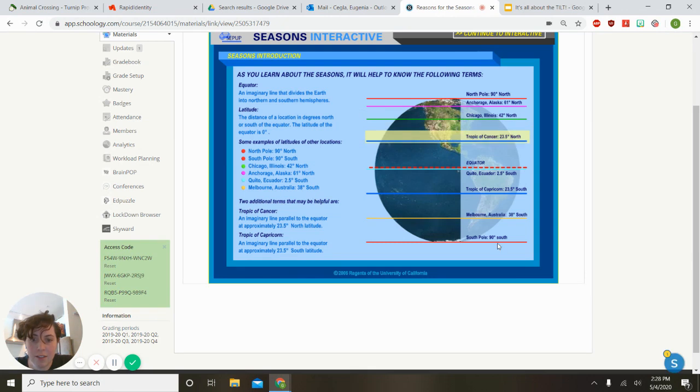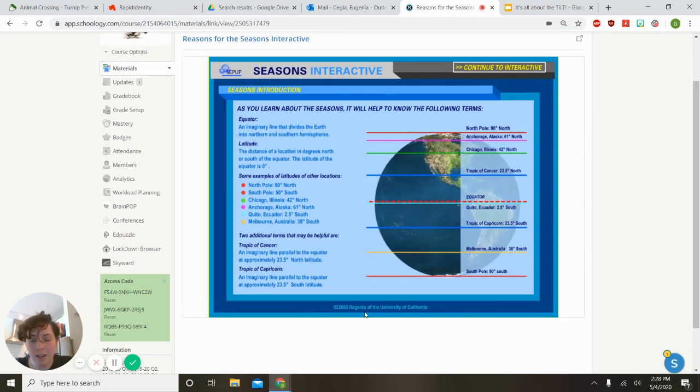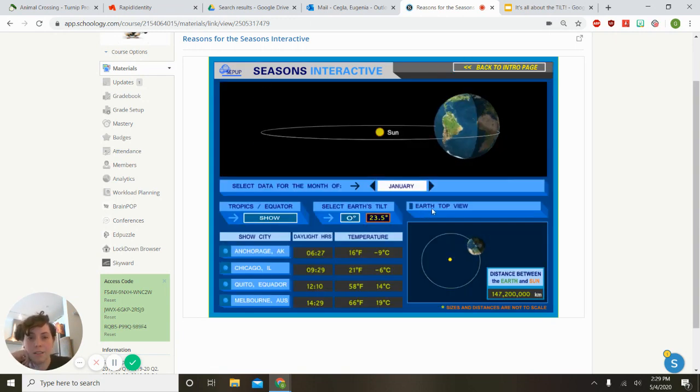All right, so here is what my interactive looks like when I open it up. This is just some information for you guys. We're going to be looking at a couple of different places on Earth for this example. We are probably closest to Chicago here at this 42-degree north mark, but they'll also look at Alaska up here. Then we've got Australia in the southern area and Ecuador right by the equator that we'll take a look at as well. I'm going to go up top here and click to continue to interactive.